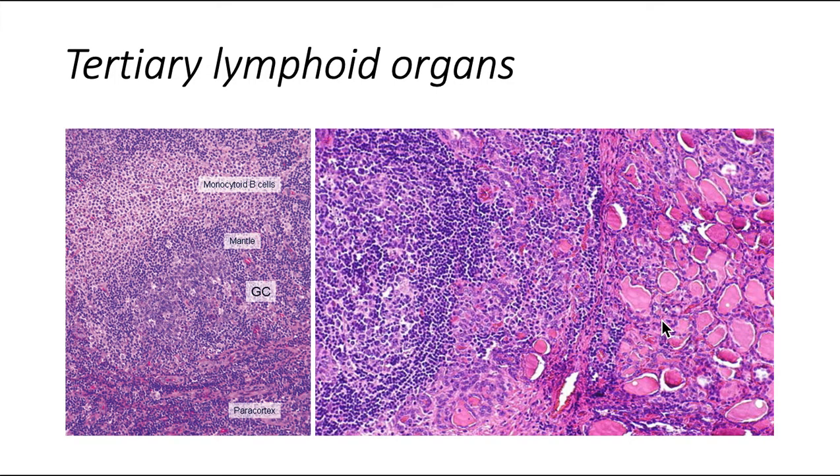In some chronic inflammatory reactions, the accumulated lymphocytes, antigen-presenting cells, and plasma cells cluster together to form lymphoid structures resembling the follicles shown on the left picture found in lymph nodes. These are called tertiary lymphoid organs.